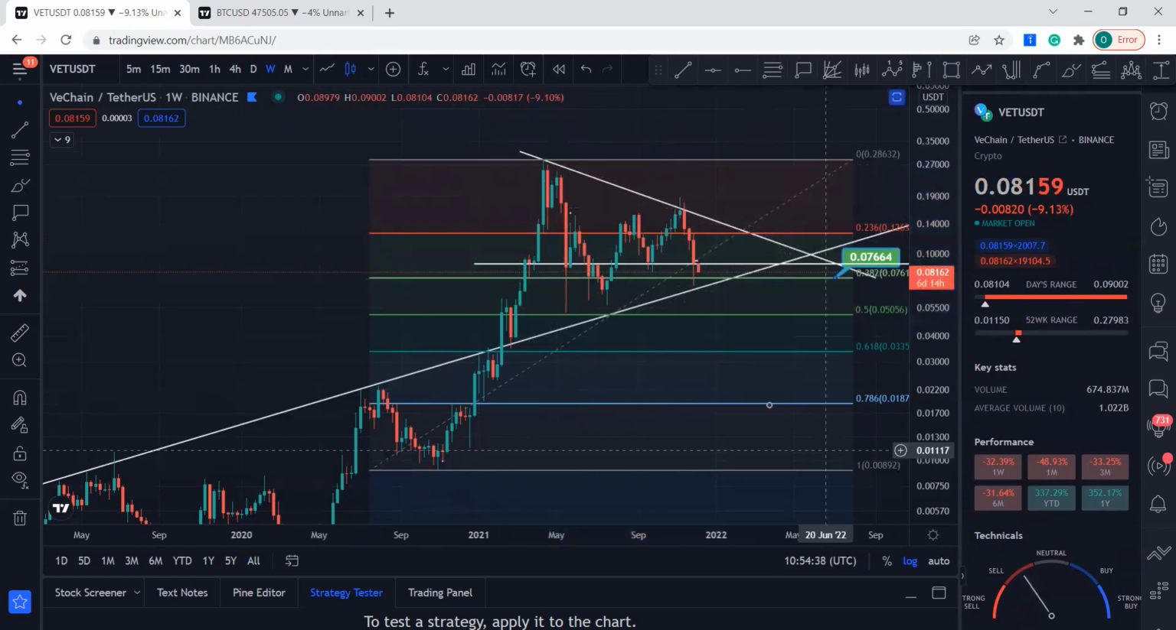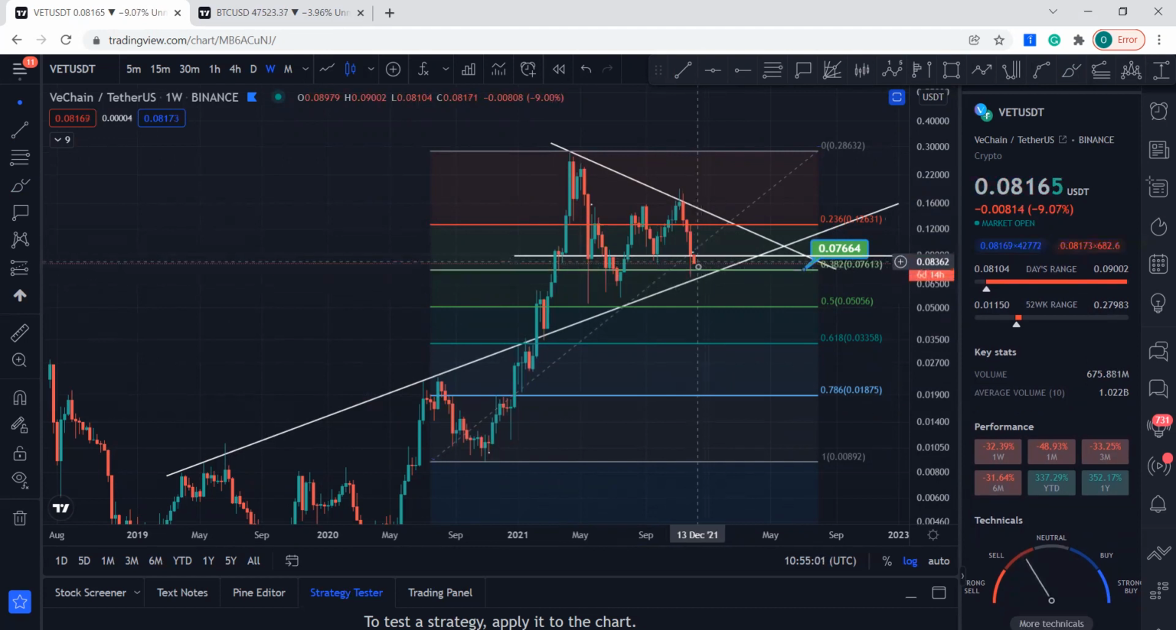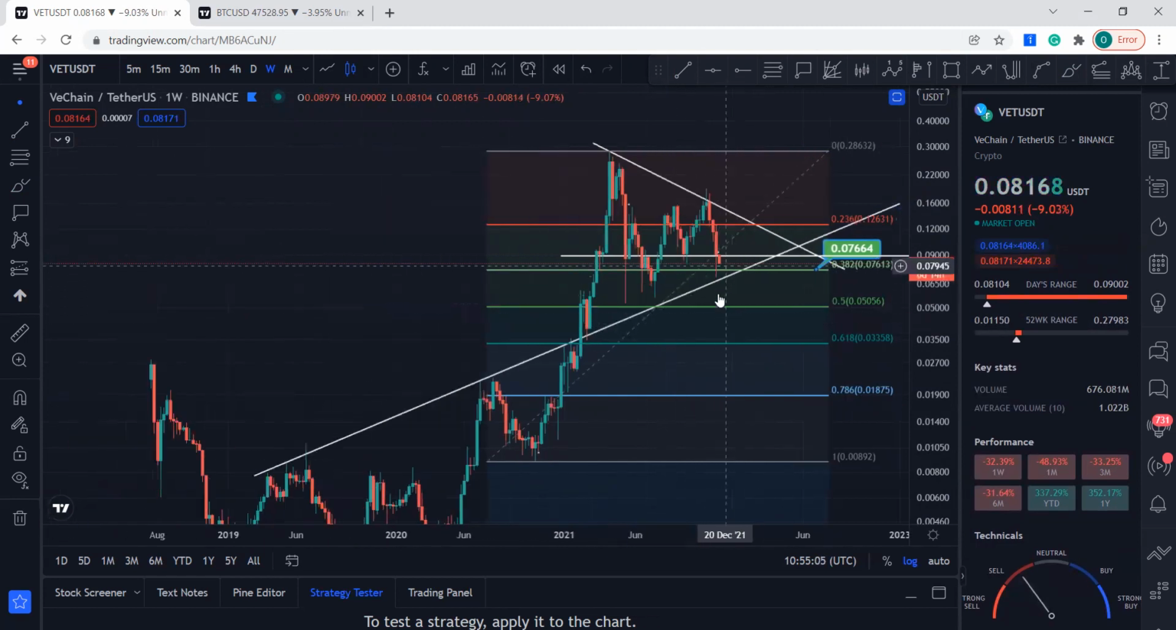But one thing to keep in mind is if VeChain breaks this support, this support over here, then we know that VeChain is coming over here to the downside, okay? This support is key for VeChain at the moment because it has broken this support, and it's actually trying to just test the 0.382 level and try to see if it can hold, okay?